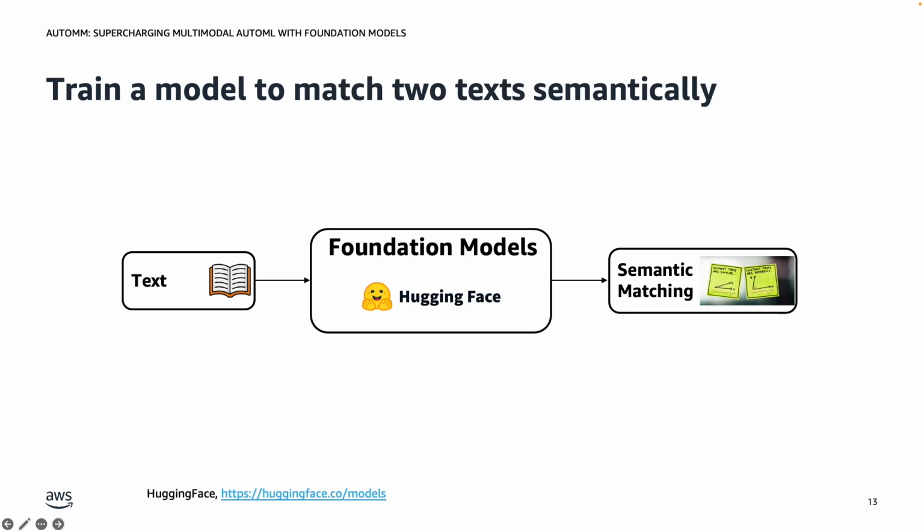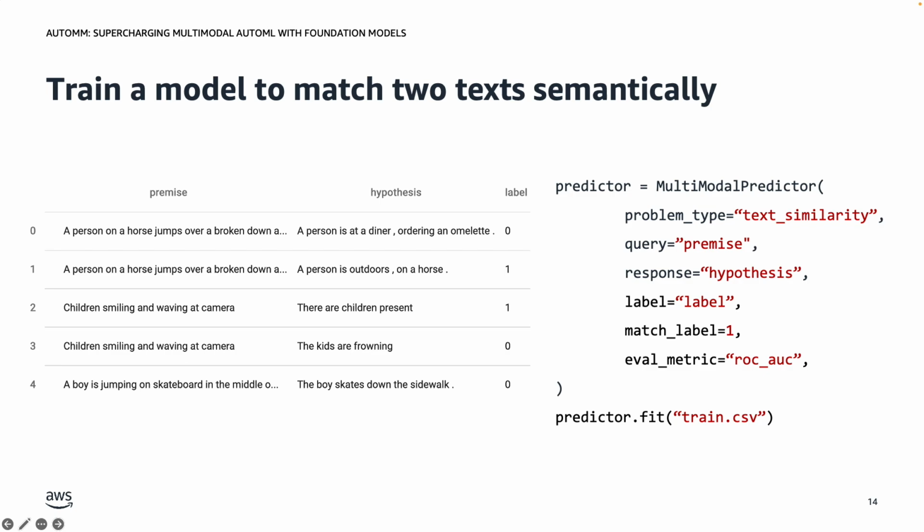The next task is text semantic matching. Here is an example. Each sample has a text pair. The label is binary, match or not match. To train a model on such kind of task, you need to initialize the predictor in a different way. The problem type should be text similarity. Query and response represent the 2 column names in the data frame.